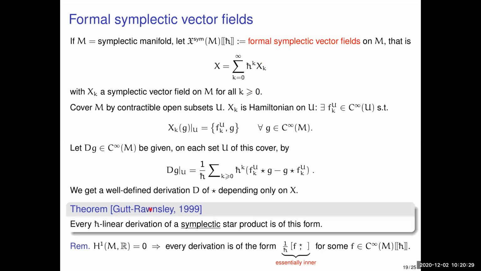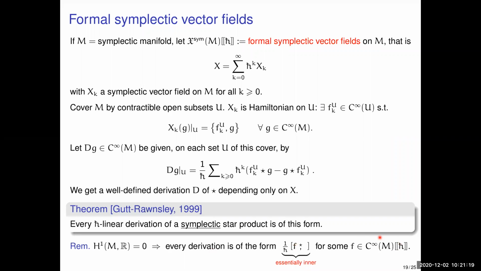So what was proved by Gutt and Rawnsley is that every H-linear derivation of a symplectic star product is indeed of this form. It comes from such a construction. So from a formal symplectic vector field. Sorry, formal symplectic. Yes, only locally they are Hamiltonian. Then what happens if your manifold is contractible, or if H1 of your manifold is 0? Well, in this case, every symplectic vector field indeed is Hamiltonian. And so in this case, you can prove that every derivation is almost inner. So it's given by the star commutator with some power series of global smooth functions.